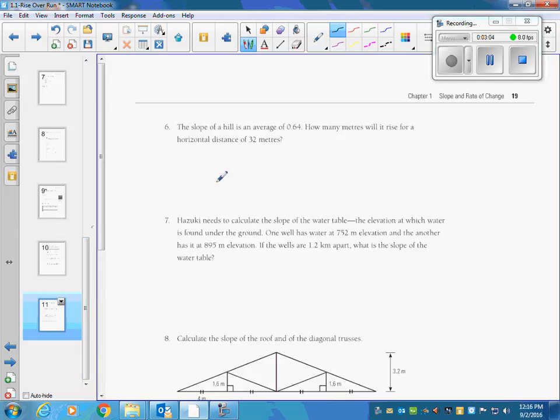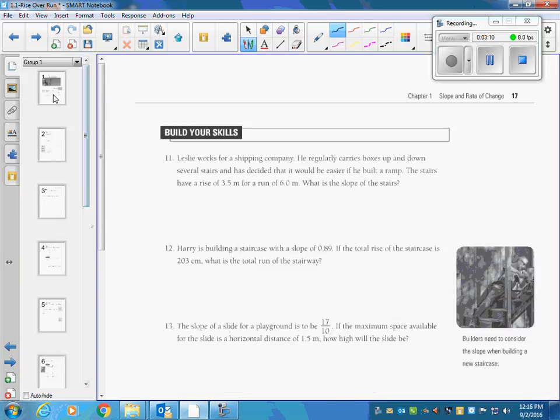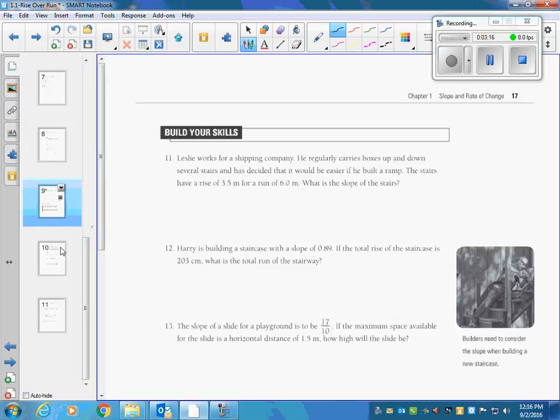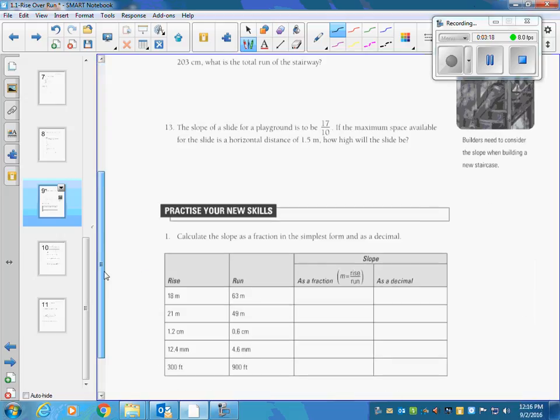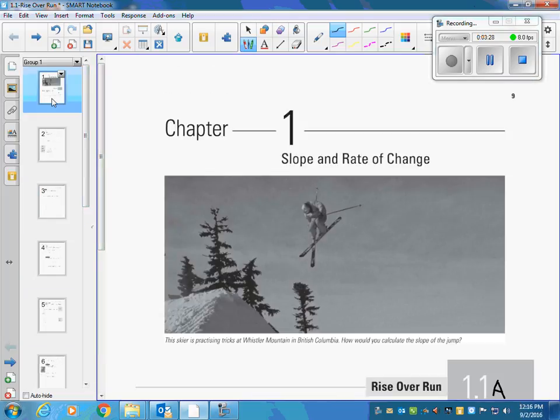So you'll probably get one question at the end of each of your build your skills, and maybe 2 or 3 questions at the end of the final section of 1.1, like here where you were doing the practice your new skills. You'll have a bigger bell work. And then after the entire section or unit is done, unit 1, you'll have a review and an exam.